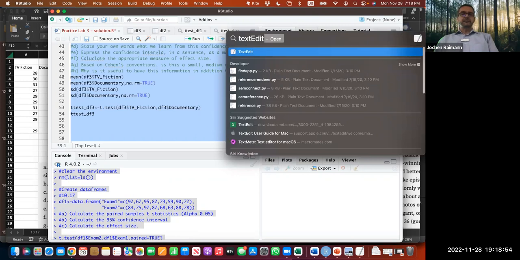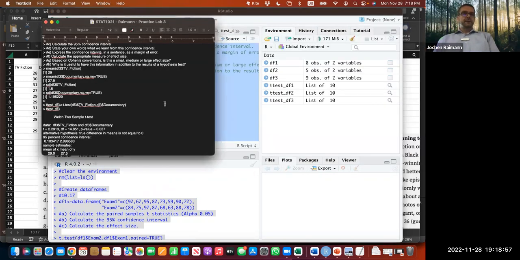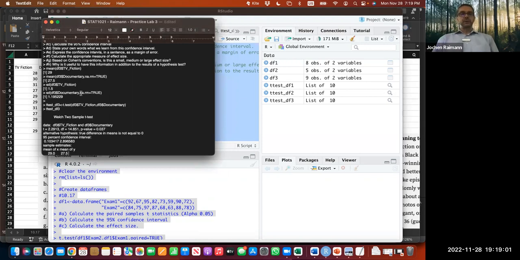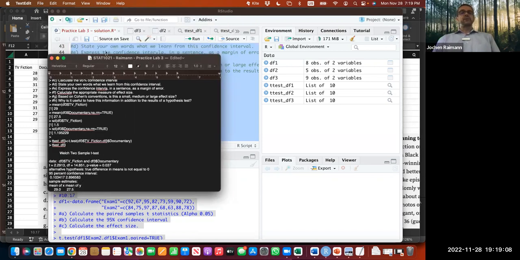Then go on text edit. In text edit, you create a new document. You copy all your code from the console in, and you save this with the course number, your family name, and practice lab 3.